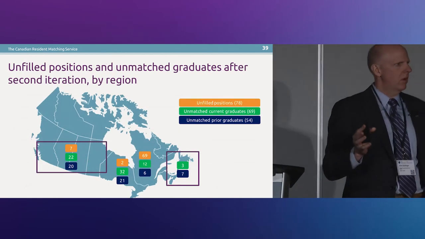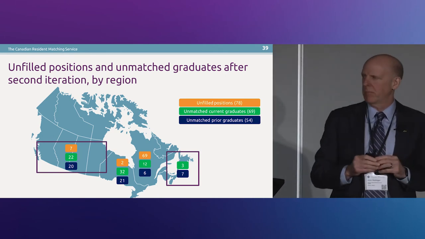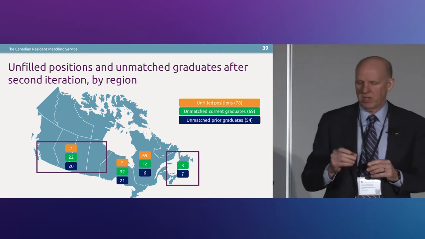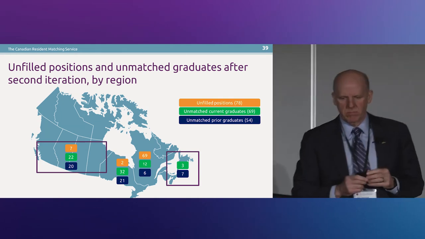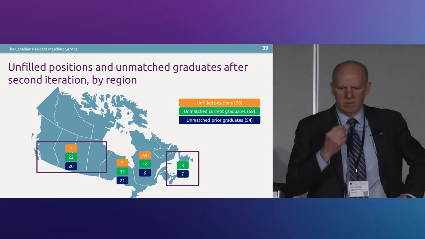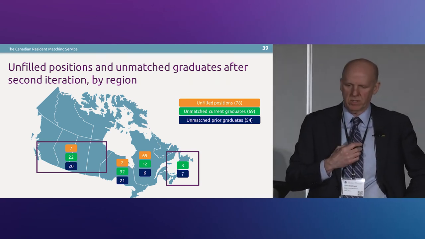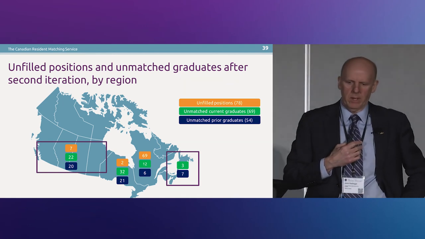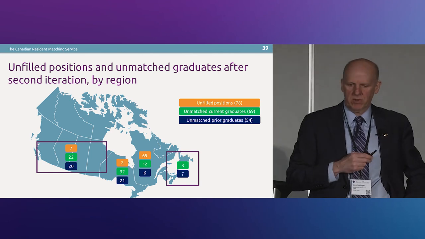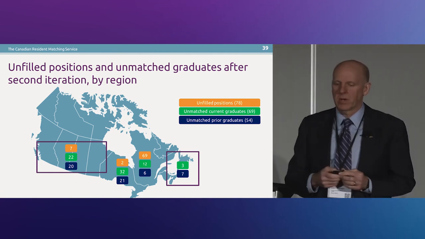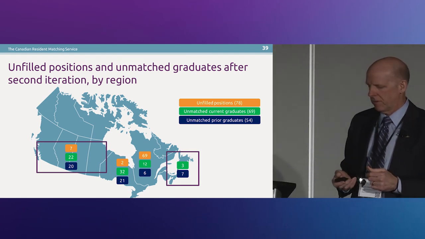This is a picture of across the country what the distribution is of the unmatched applicant CMGs and the unfilled positions. No big surprises there. The predominant number of unfilled positions are in Quebec, as we saw before, and then the distribution across the country of the unmatched: 22 in Western Canada, 32 in Ontario, 12 in Quebec, and 3 in the eastern part of the country.